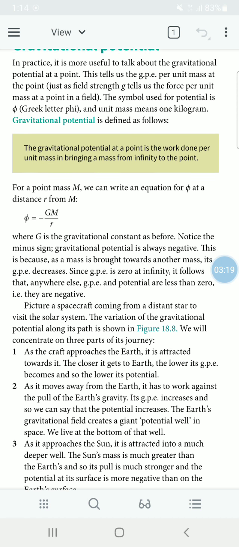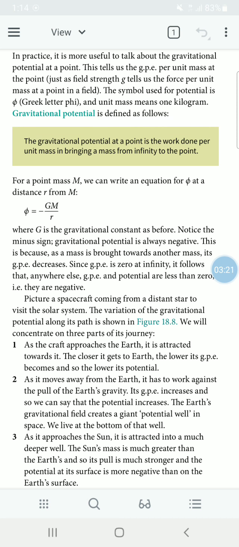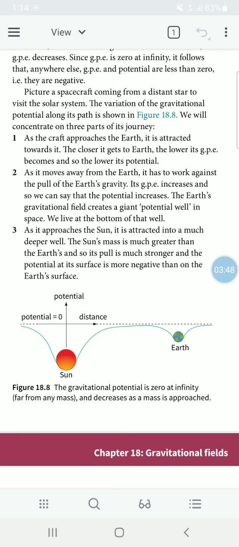Picture a spacecraft coming from a distant star to visit the solar system. The variation of the gravitational potential along its path is shown in figure 18.8. We will concentrate on three parts of its journey. So there is a spacecraft coming from a distant star to visit our solar system, and there is a variation in the gravitational potential along its path, as shown in 18.8.